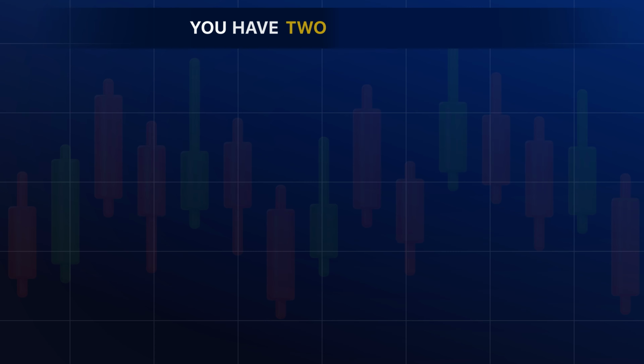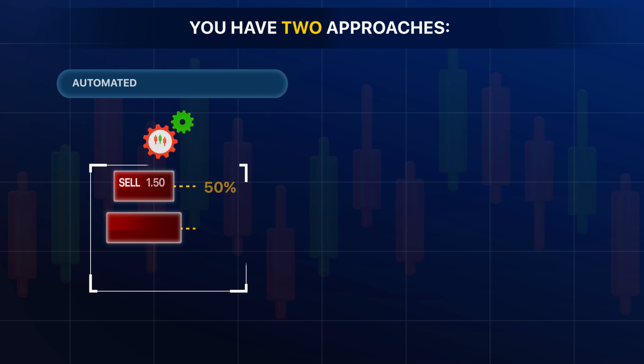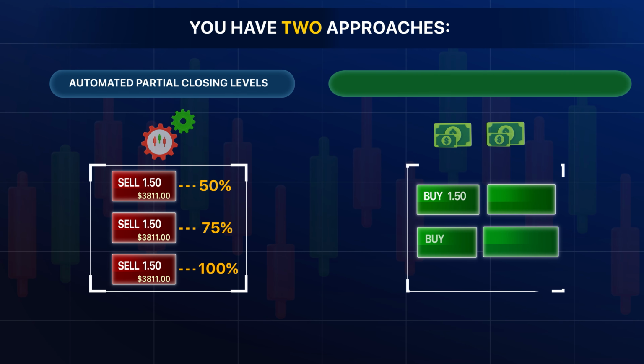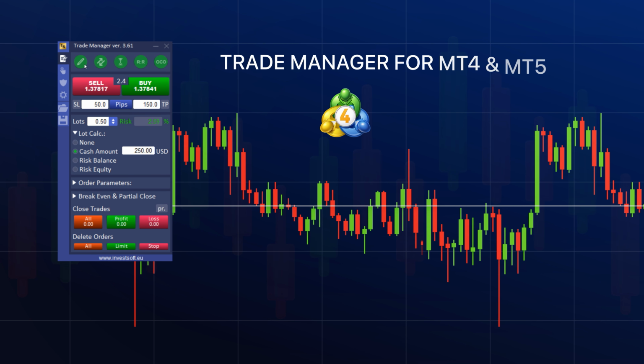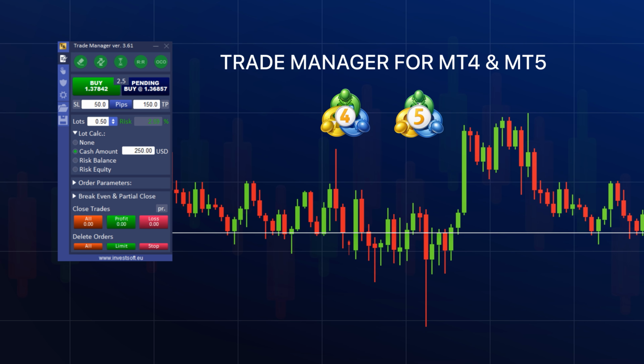And that's basically it. You have two approaches: automated partial closing levels or manual quick position reduction, even across an entire group of trades.